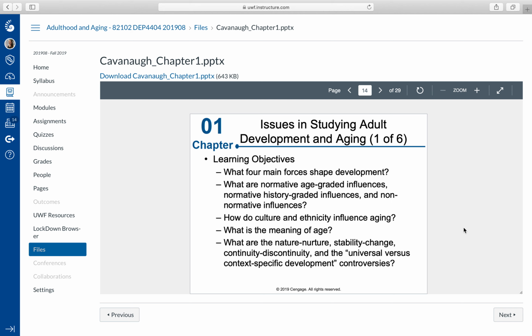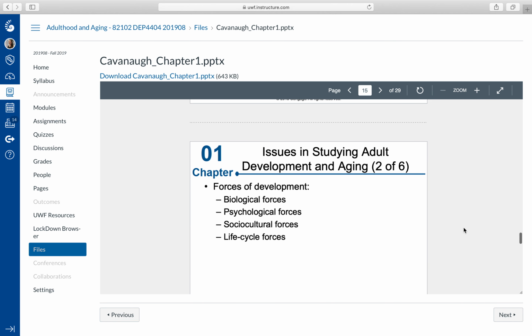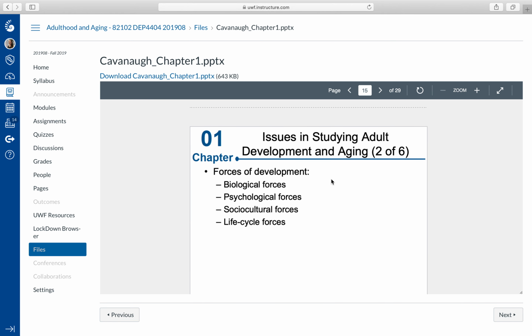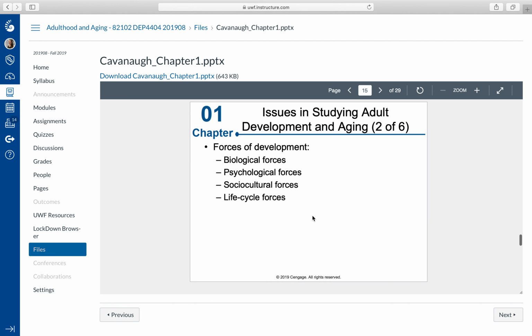Okay, so we're going to move into some of the discussion with research issues. What problems do researchers face when trying to describe, discuss, and analyze adult development and aging? So we talked about this. This is our biopsychosocial framework. It also has some life cycle forces, which you'll get to read about in your book.